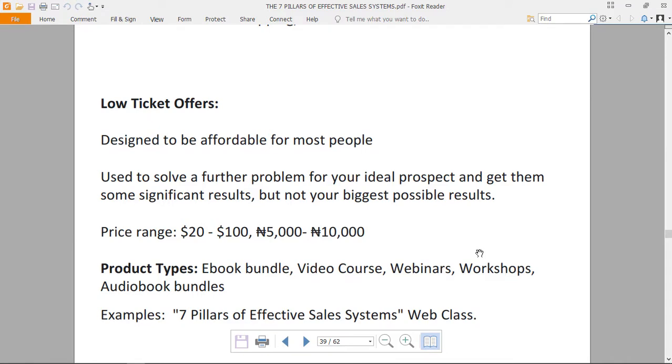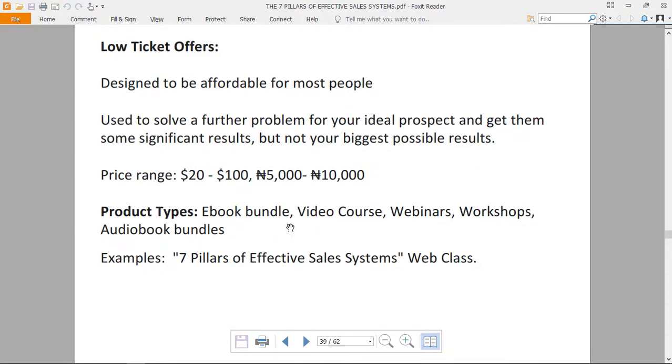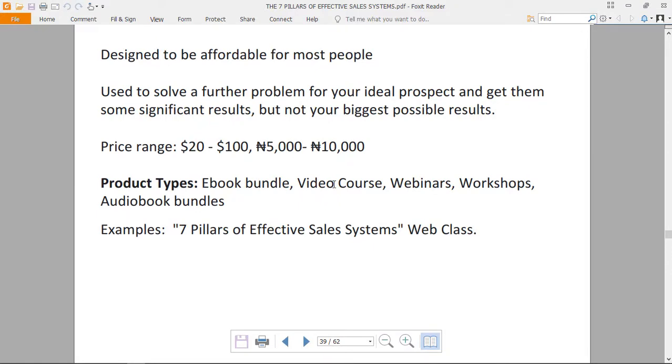Please bear in mind, like I said, these are my opinions based on experience, but I think they're pretty accurate. Now, product types could be ebook bundles, video courses, webinars, workshops, or audiobook bundles. For example, this workshop that we are on right now is an example. 7 pillars of effectiveness. It's a workshop. It's low ticket. It's just 3,000 naira.